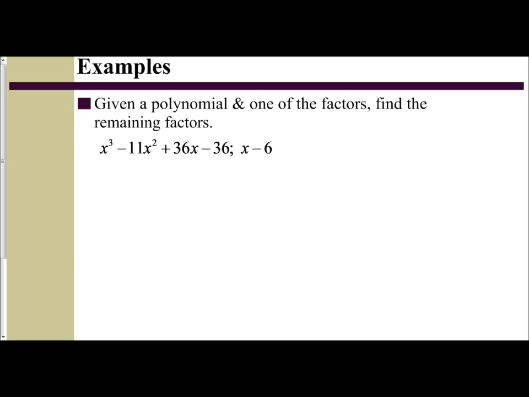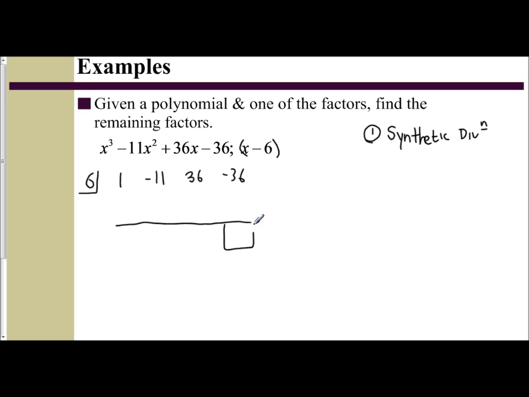So again, first thing, we set up synthetic division. We have a binomial of x minus 6, so our solution is 6. So that's what we're going to do synthetic division with. Our exponents are in decreasing order with no gaps, so coefficients are 1, negative 11, positive 36. And then negative 36. Set it up with the remainder box. And let's do the synthetic division.